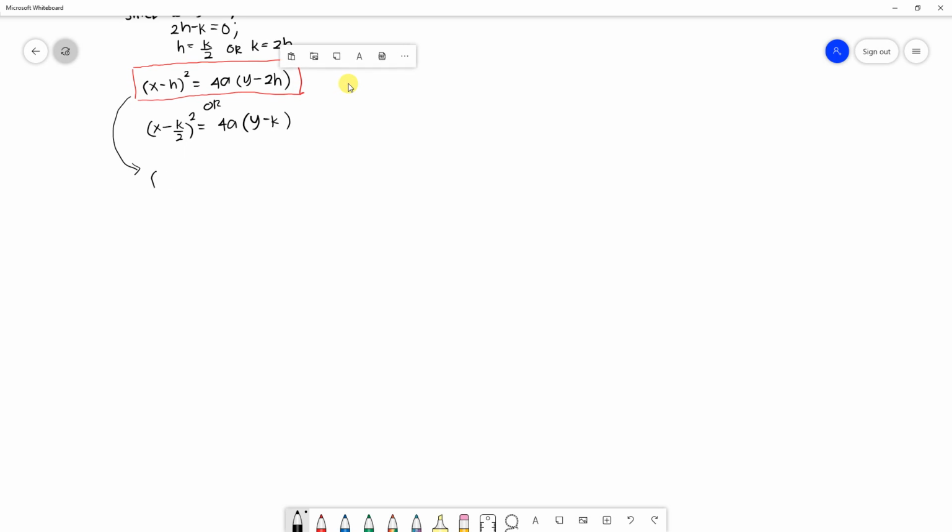So we have (x minus h) squared is equal to 4a times (y minus 2h). Again, we have two constants, a and h. We're going to derive the equation twice, until we reach the second derivative.